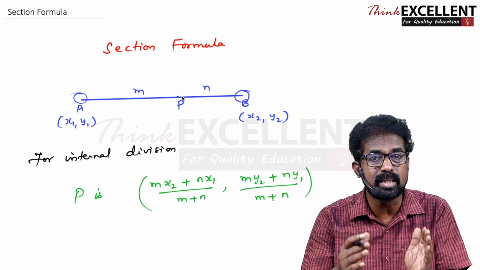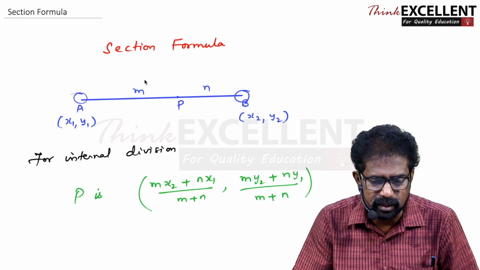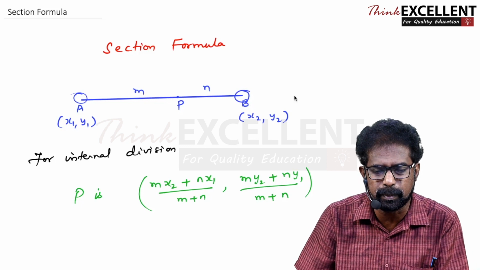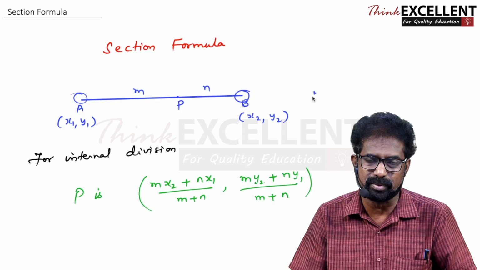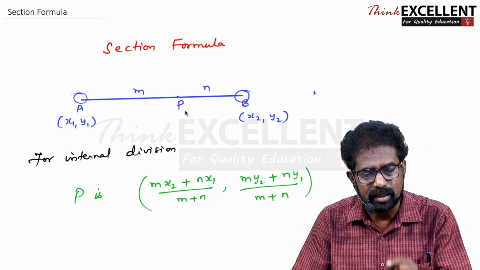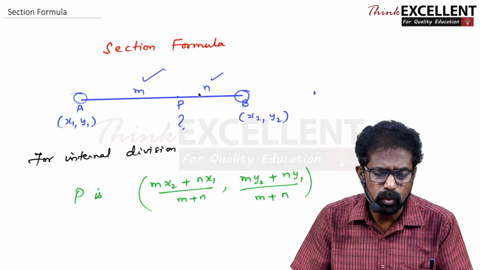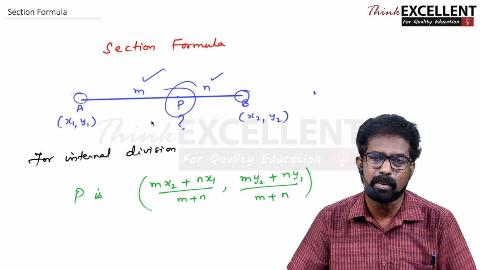P is the point that divides internally. The point P lies inside AB. Suppose P lies outside, then that is external division. Point P divides AB in the ratio m is to n. Then what is the coordinate of P? That is what we are studying here in the section formula.